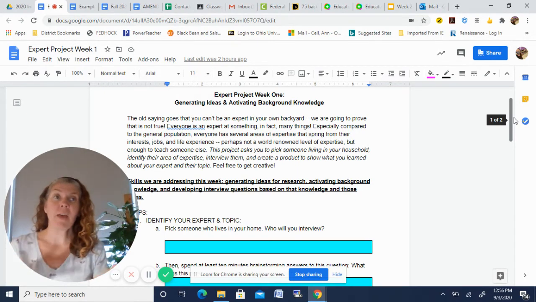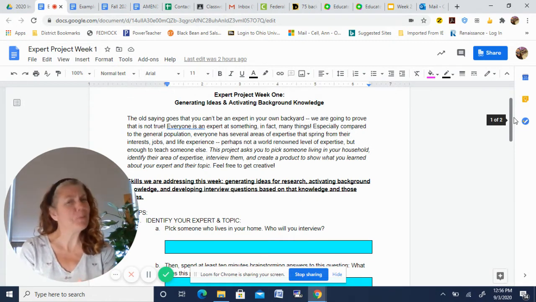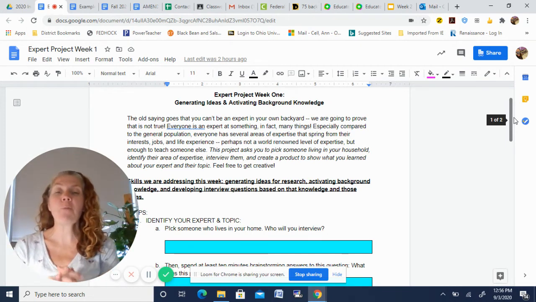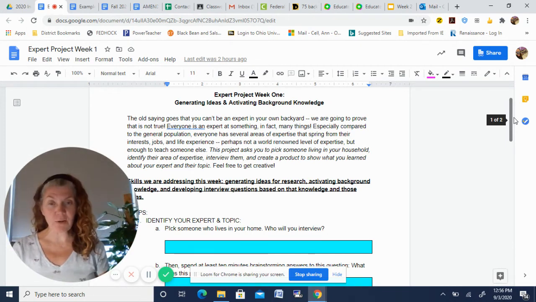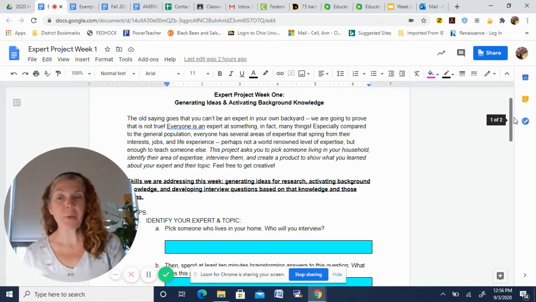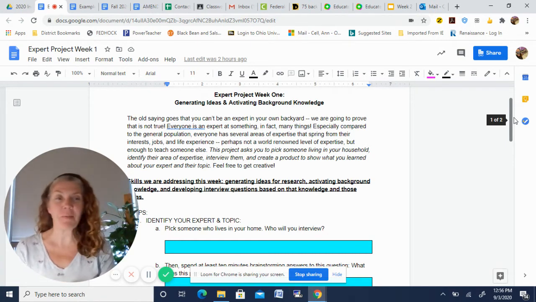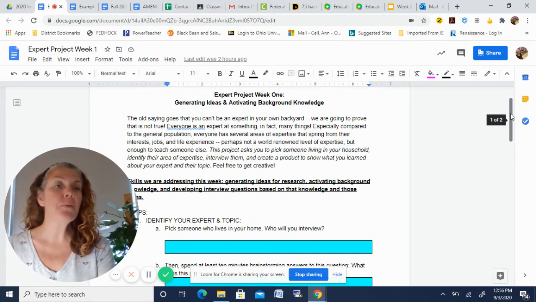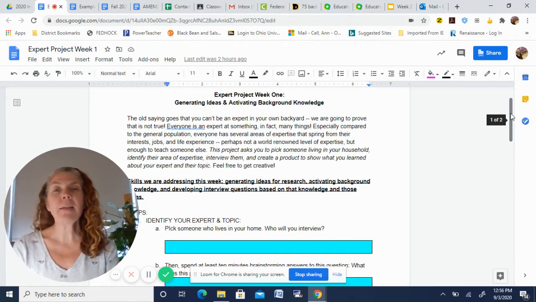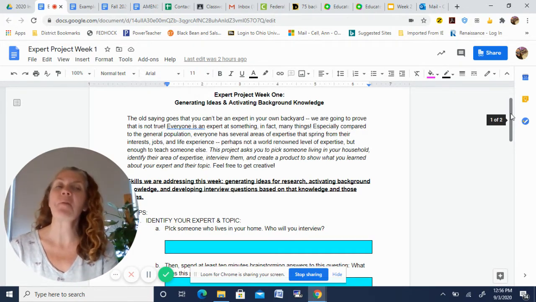So it might be that your 10-year-old niece who lives with you just happens to be an expert on Legos. That's okay. I want this to be something that you can do within your own home. You won't need to go outside of your house to do it. And it'll also help you to spend some quality time with people that you live with. So it doesn't have to be someone that you're related to, just should be someone in your own household. If that ends up being a problem for you, you should just contact me right away and we'll figure something out.